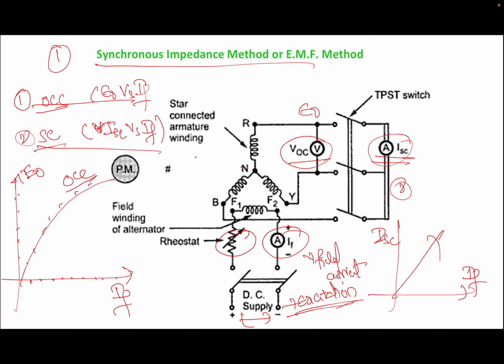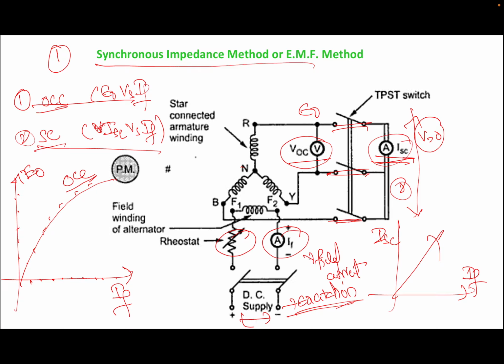So here I am closing this TPST switch. For the short circuit characteristics, I am closing the TPST switch, that is, the short circuit is done. So now whatever the voltage that is there, the voltage is 0. As the short circuit is done here, the voltage is 0. And what is the current that is flowing here? That is the maximum current, and that's why it is called the short circuit current.